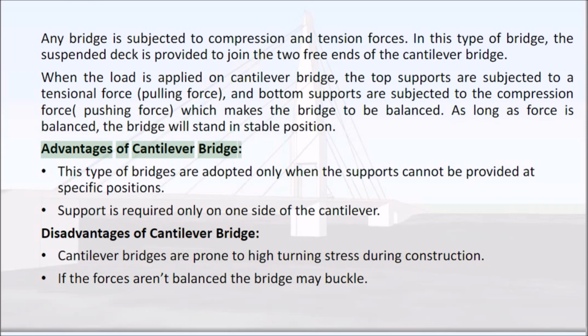Advantages of cantilever bridge. This type of bridge is adopted only when the supports cannot be provided at specific positions. Support is required only on one side of the cantilever. Disadvantages of cantilever bridge. Cantilever bridges are prone to high turning stress during construction. If the forces aren't balanced, the bridge may buckle.